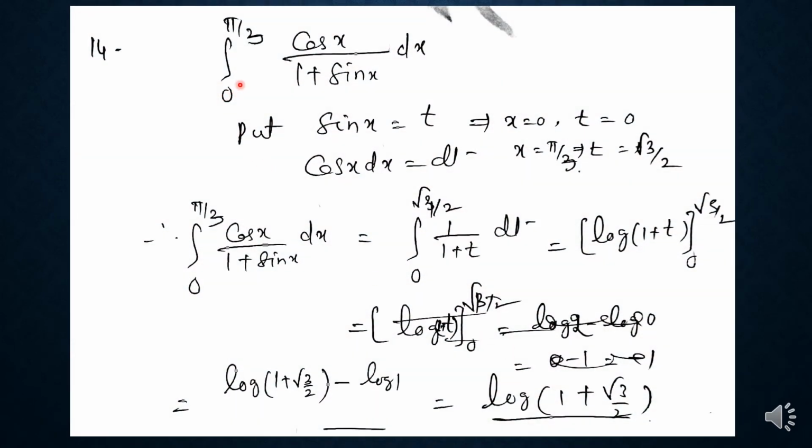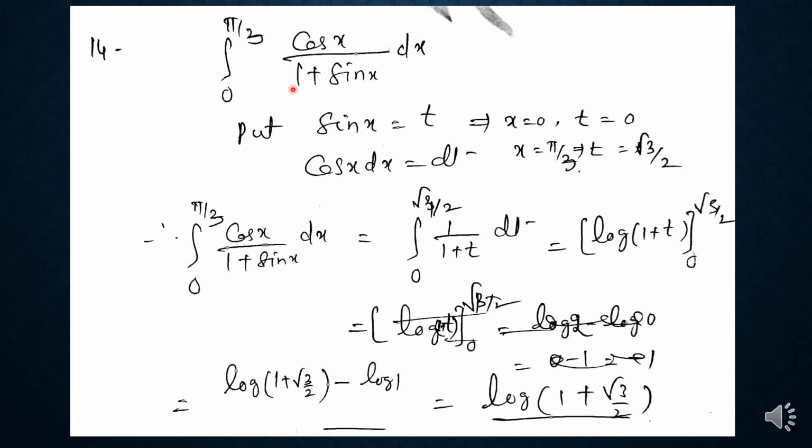Integral 0 to pi by 3 cos x by 1 plus sin x dx. This integral also can be evaluated by the substitution method. Here we have in the denominator 1 plus sin x and the numerator cos x. So by putting sin x is equal to t, then what is the derivative of sin x? Cos x dx is equal to dt.